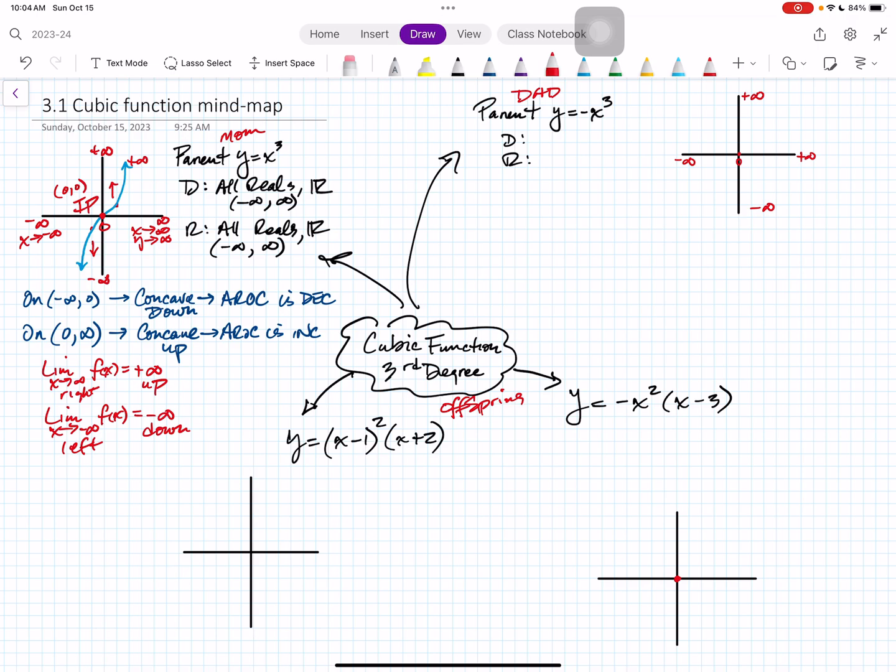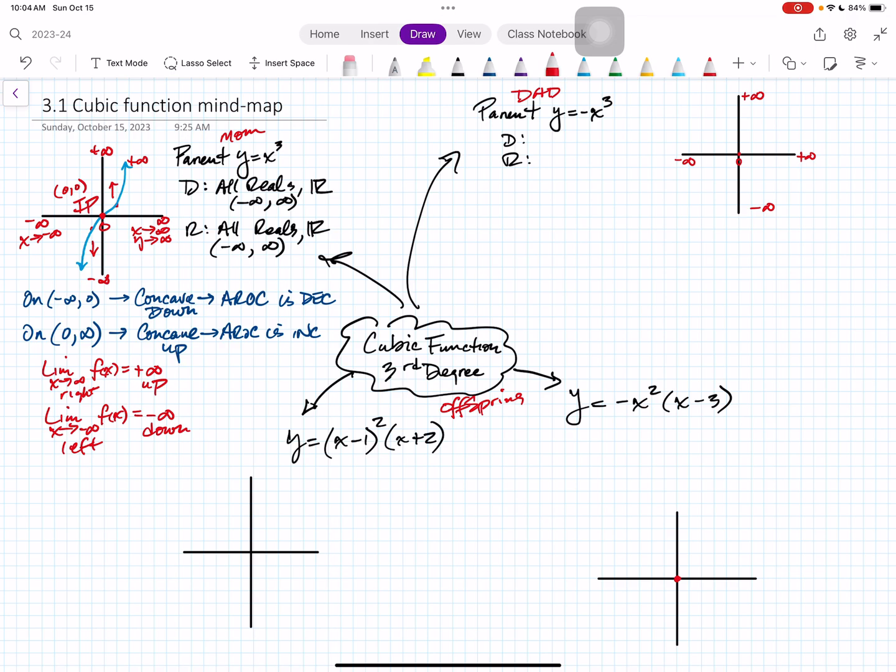And these aspects right here were on the last quiz. And so what you need to do when you mind map something and put all the ideas together is take everything you learned and apply it to the concept. And in this case, I'm talking about cubic functions of 4 different types.